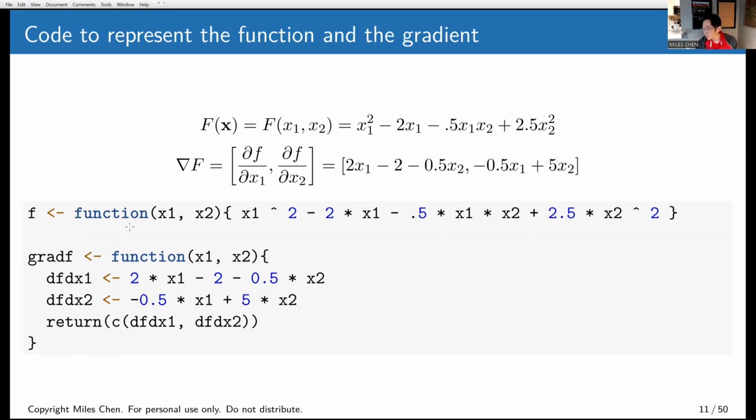So here I have a function of two variables, x1 and x2. This is my function for f, and it's just x1 squared minus 2x1 minus 0.5 x1 x2 plus 2.5 x2 squared. And then my gradient function will return a vector of two values. I don't explicitly need to write return here. The first value is 2x1 minus 2 minus 0.5 x2, and the second value is -0.5 x1 plus 5x2.